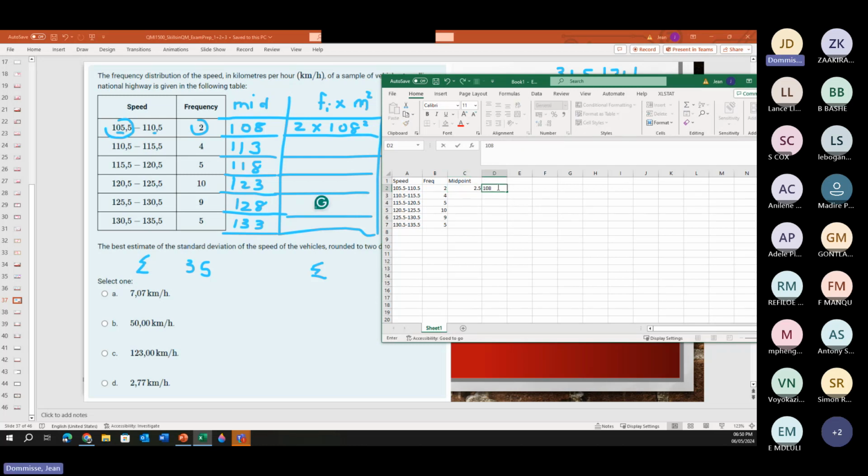So it would have been 108, 113, 118, 123, 128, 133. So what I now would do is to say it's the 2 times that midpoint to the power of 2. So that you would now need to do for all of them. So now it does become very time consuming.